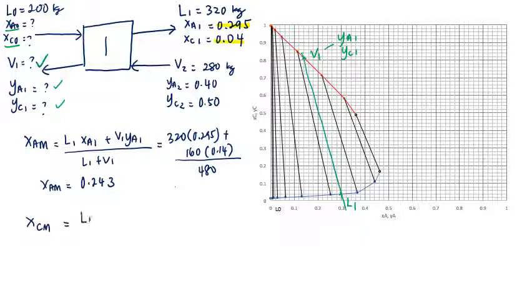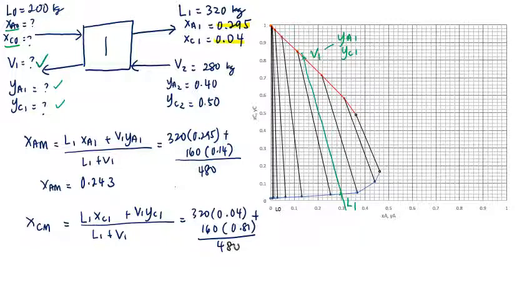XCM equals L1 XC1 plus B1 YC1 divided by L1 plus B1. So key in the numbers: 320 times 0.04 plus 160 times 0.81 divided by 480. So you get XCM equals 0.297. But it's difficult to plot the points on the graph with 3 decimal places, so you can approximate this to be about 0.3 and this one about 0.24.